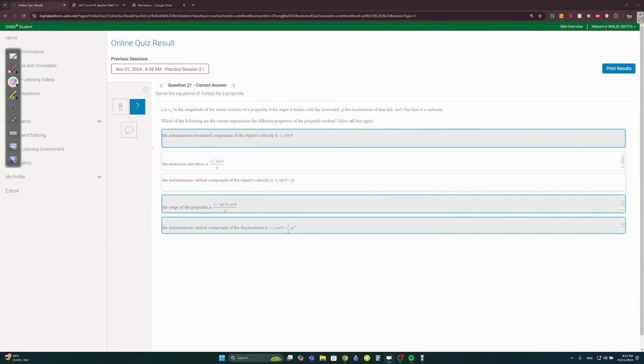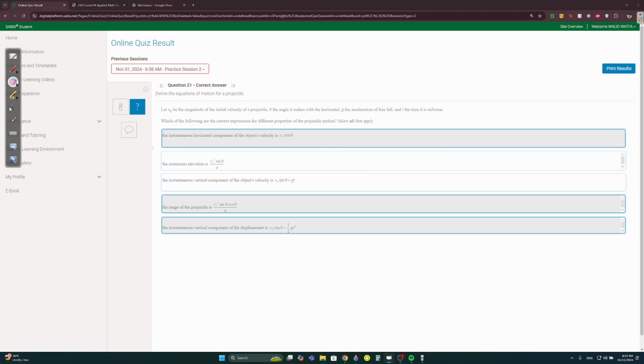Question 21. Okay. Let V node be the magnitude of initial velocity of a projectile, theta the angle it makes with the horizontal, g the acceleration of free fall, and t the time it is airborne. Which of the following are the correct expressions for different properties? The instantaneous horizontal component, V node x, is equal to what? V node cosine theta, we know this.